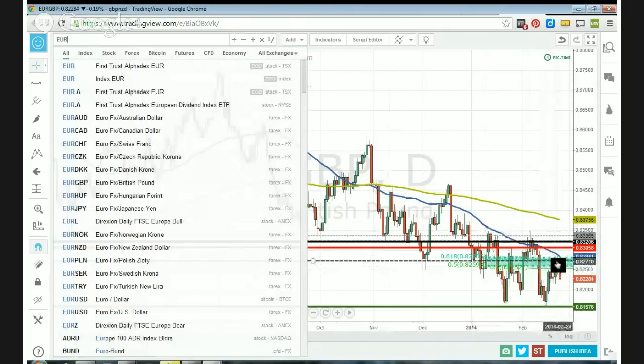I do have an entry order on at this dashed gray line, so I don't know if we'll get that pullback. I did want to try again in light of the way I got stopped out. I don't know if I'll get that back, though. We'll see. Entry order is still pending. Euro yen.